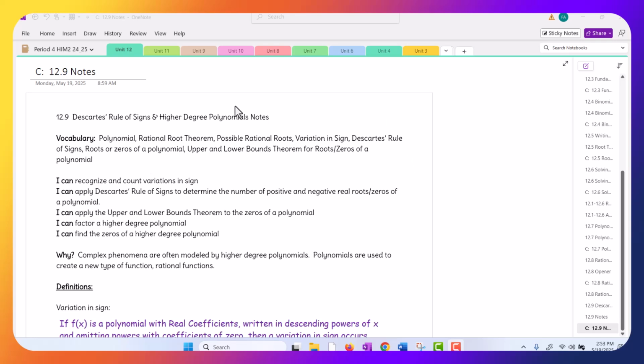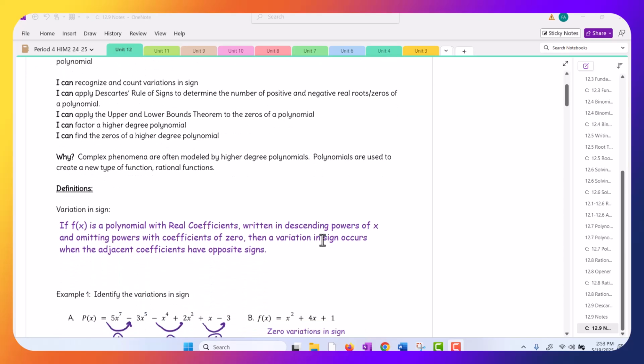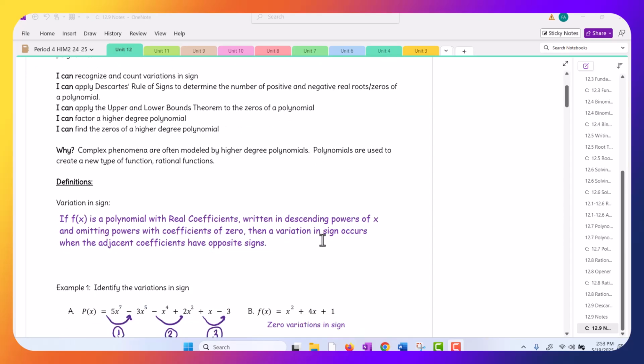All right, Descartes' rule of signs and higher degree polynomials, last lesson of the year. So let's first understand what a variation in sign is.